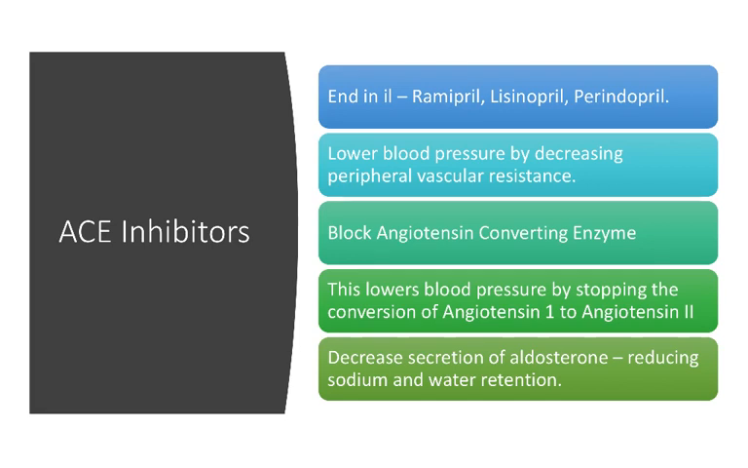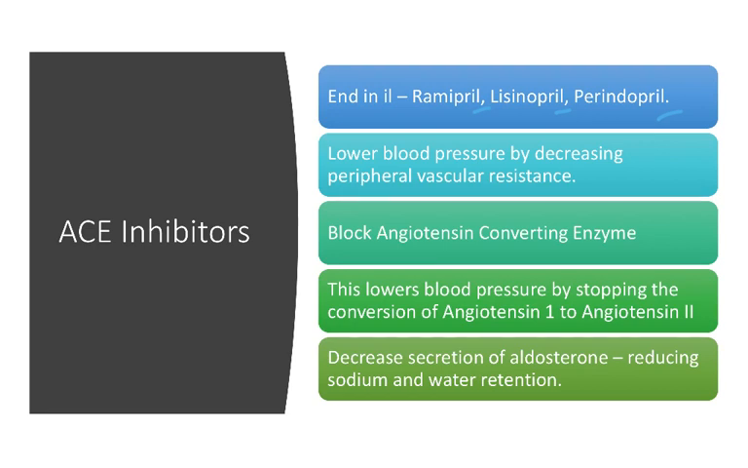So ACE inhibitors, they are drugs that end in the letters IL. So you may have heard of drugs called ramipril, lisinopril, perindopril. All of these drugs end in IL. These drugs lower the blood pressure by decreasing peripheral vascular resistance. So this means it relaxes the blood vessels basically.